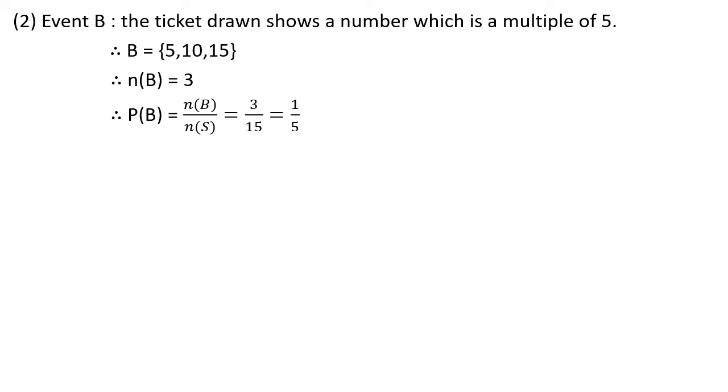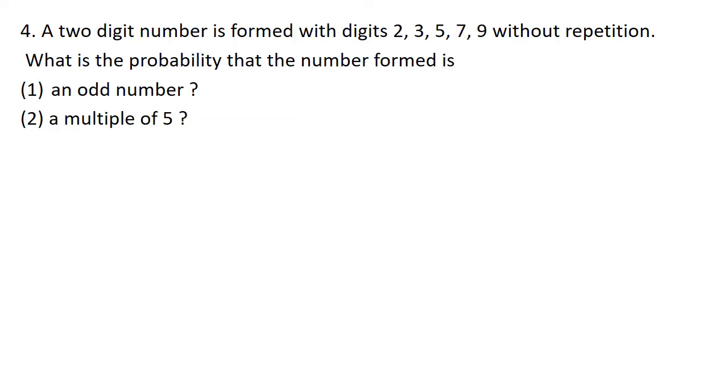Now let us go ahead. Question number 4. A two-digit number is formed with digits 2, 3, 5, 7, and 9 without repetition. What is the probability that the number formed is an odd number and a multiple of 5?